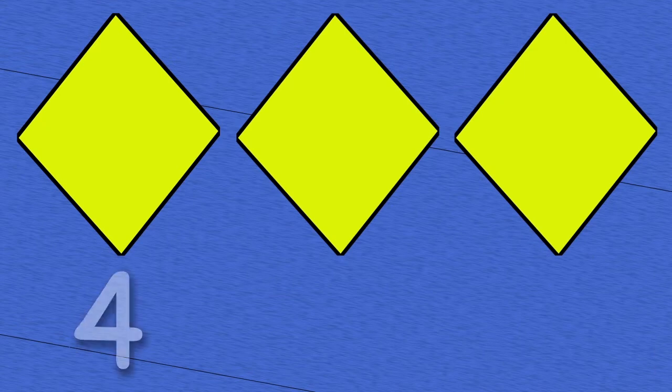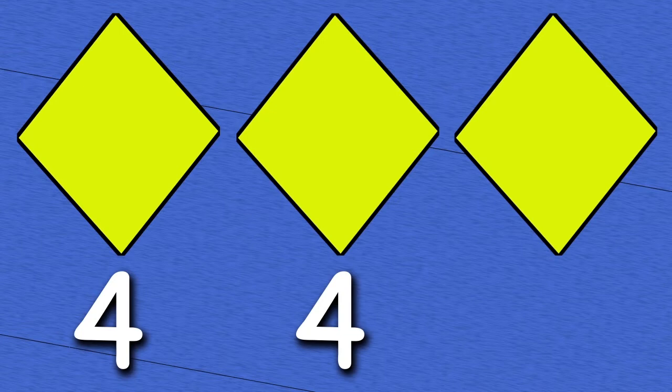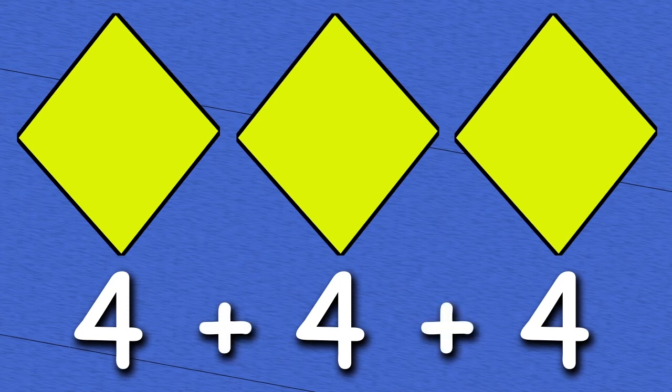So we know there are 4 sides on this one, and then 4 sides on this one, plus 4 sides on this one. 4 sides plus 4 sides plus 4 sides. How many sides? Let's count them all and we'll figure it out. 1, 2, 3, 4. Keep going. 5, 6, 7, 8. Keep going. 9, 10, 11, 12. There are 12 sides altogether.